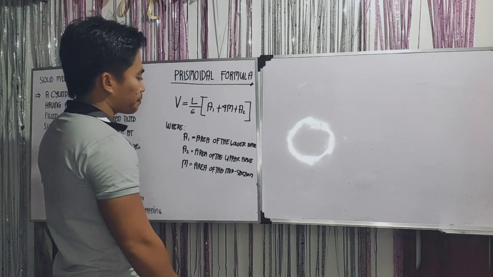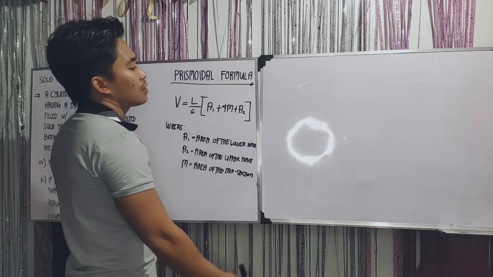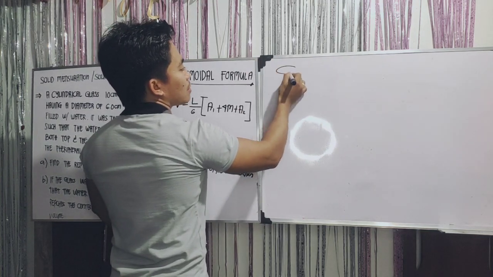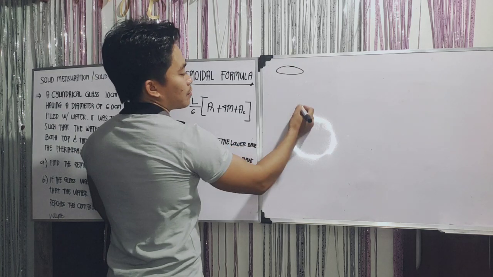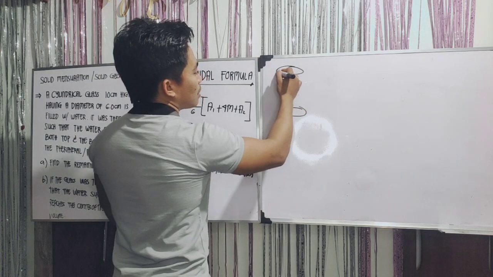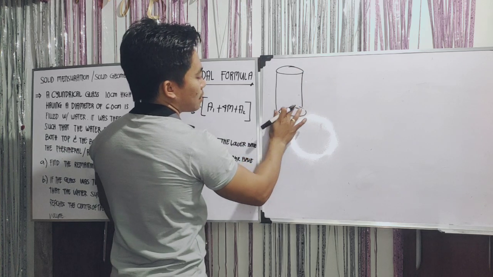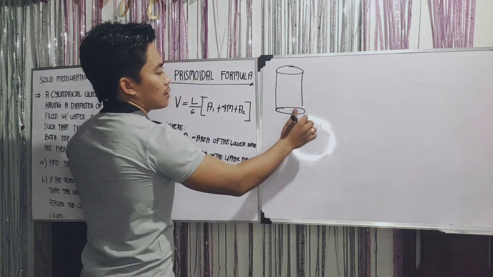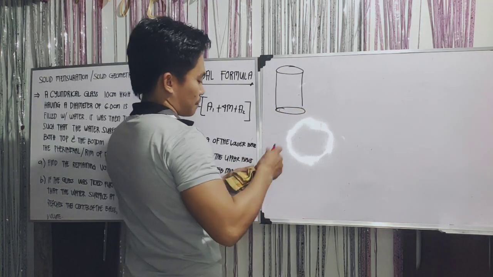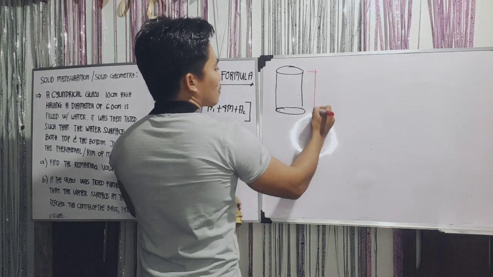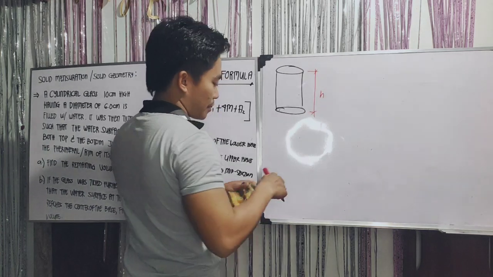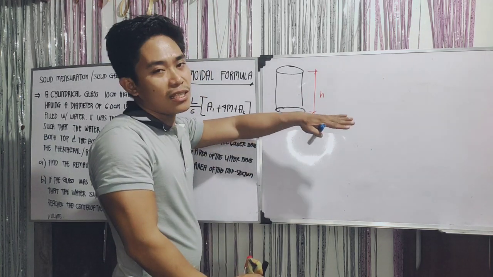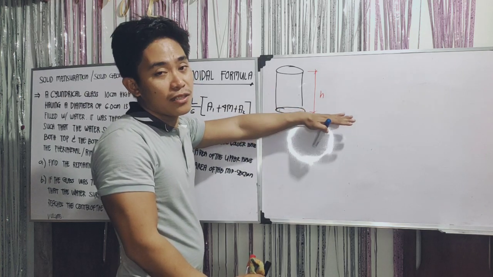Now, for example, I have a solid having circular bases: a circular base at the top, a circular base at the bottom, separated by a perpendicular distance h. Of course, I know that's a cylinder. But what if in some case I don't know the formula of the volume of this certain solid?